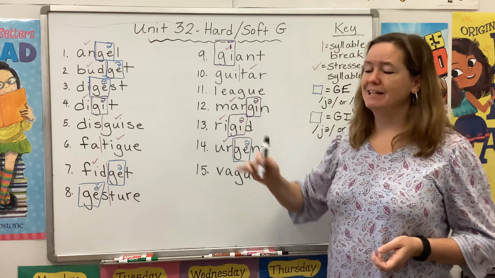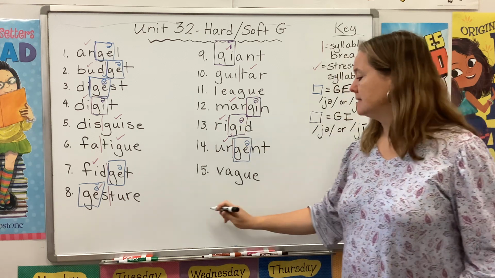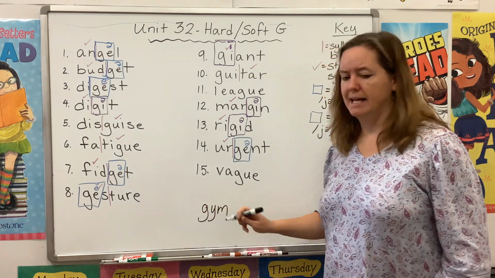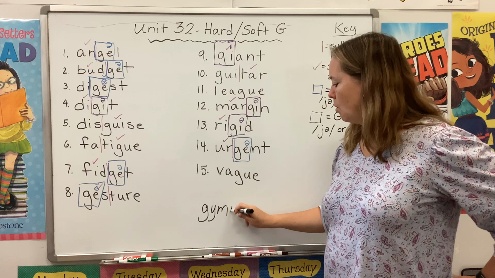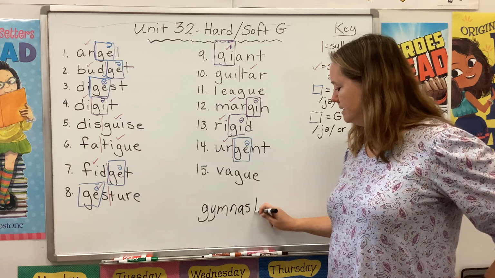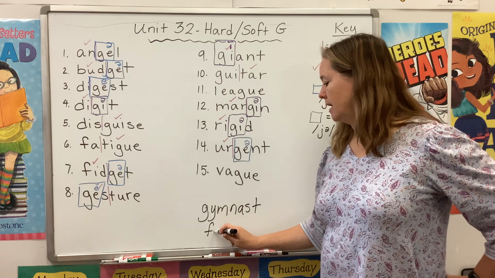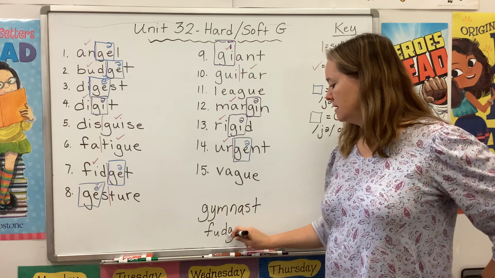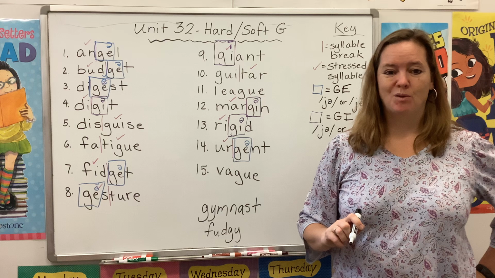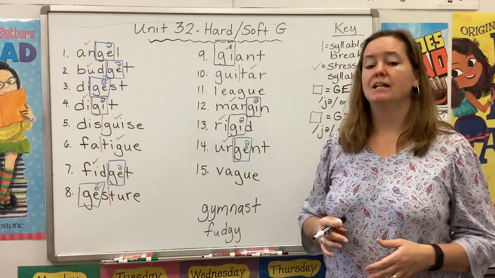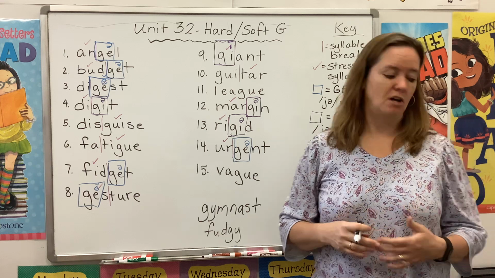Now I don't have any examples for you on this list, but I think you're already familiar with this. You've seen words like gym or gymnast, and you've seen that GY at the end of a word like fudgy, okay? So just file that away. When you see that GY combination, it's going to be soft.